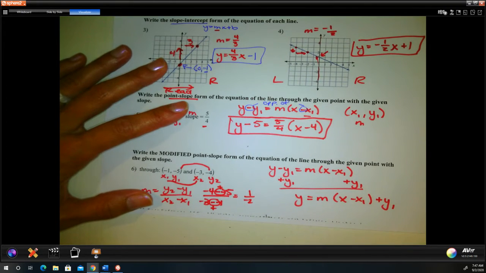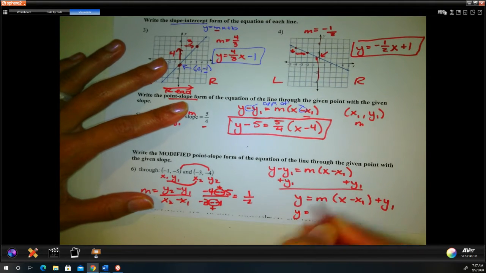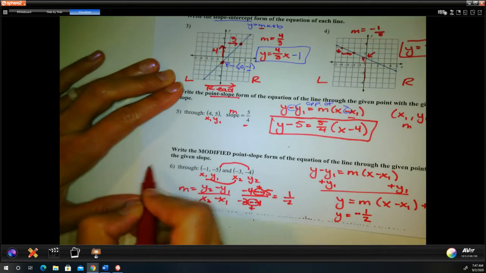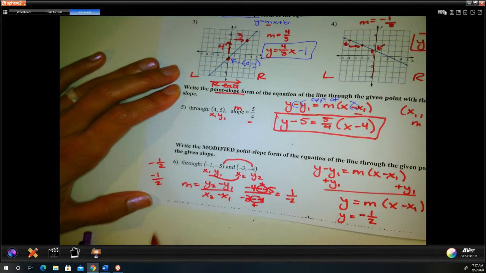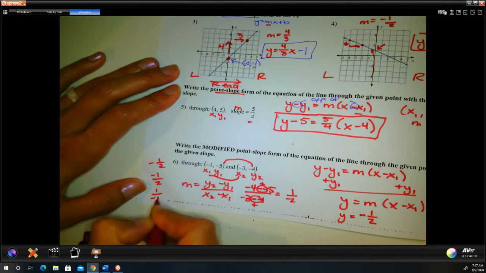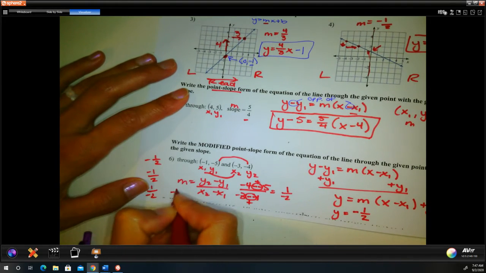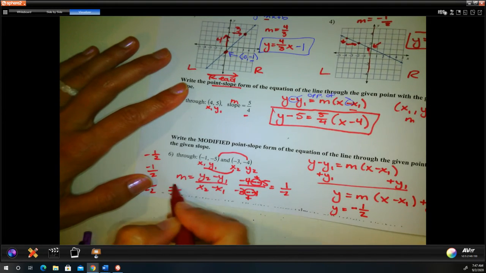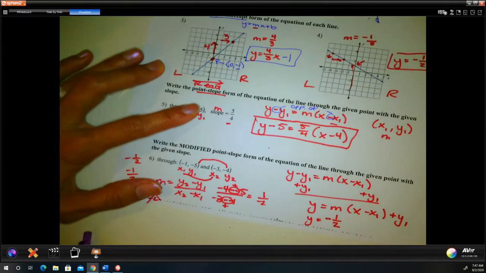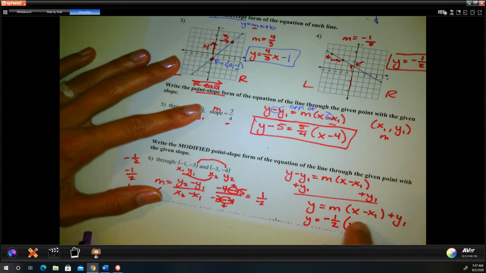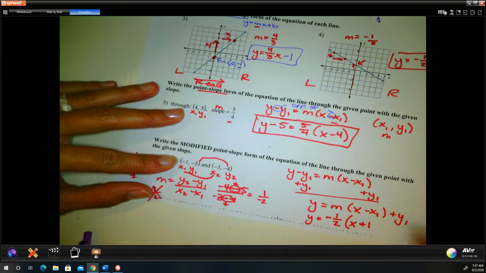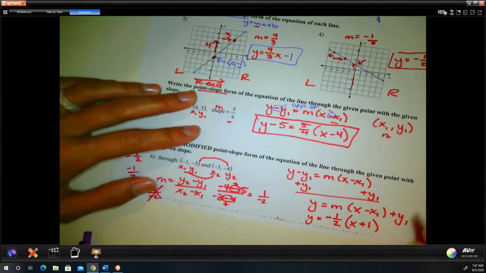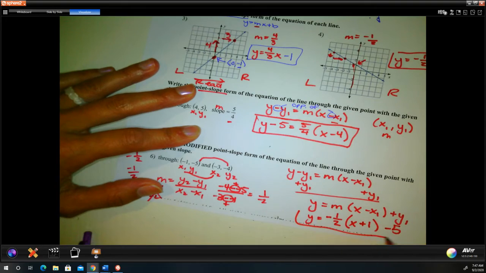All right, great. I know my m value is negative 1/2. So negative 1/2 we could write as negative 1/2 with the negative in front. You would get credit if you had negative 1 over 2, or if you have 1 over negative 2. You just can't have negative 1 over negative 2, because two negatives would make that a positive. All right, let's look at opposite of x1 would be 1, because it's opposite of negative 1. And then copy my y1, so that's just negative 5.